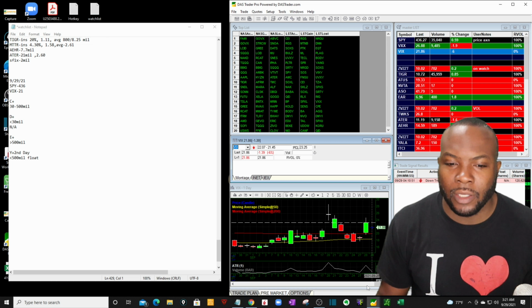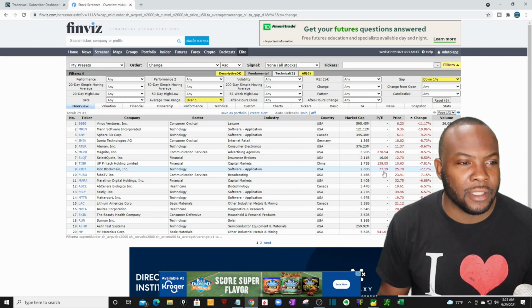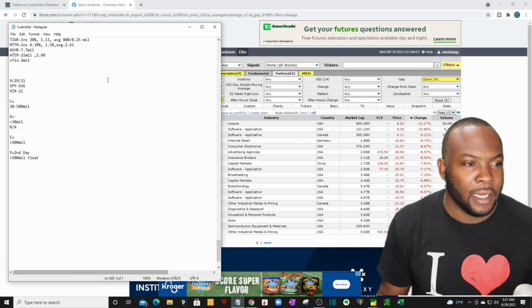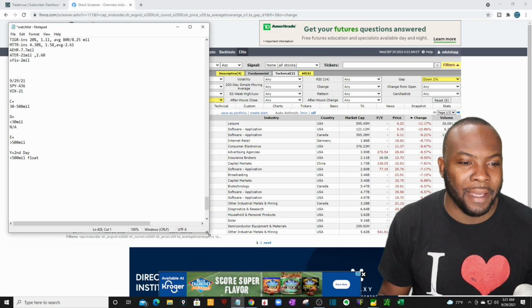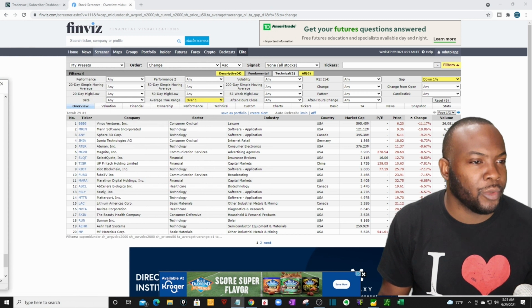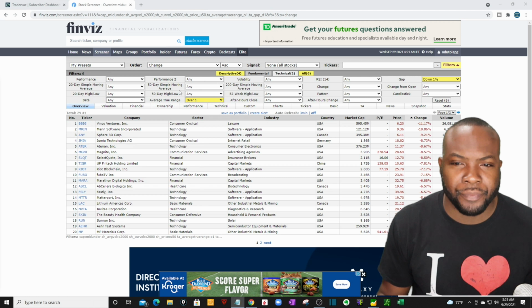So let's go back to FinViz. On FinViz, I have these stocks. Now I pull up my notepad. I start documenting which stocks are going to make the best sense for me to trade for today. So let's go through each one of these stocks one by one.